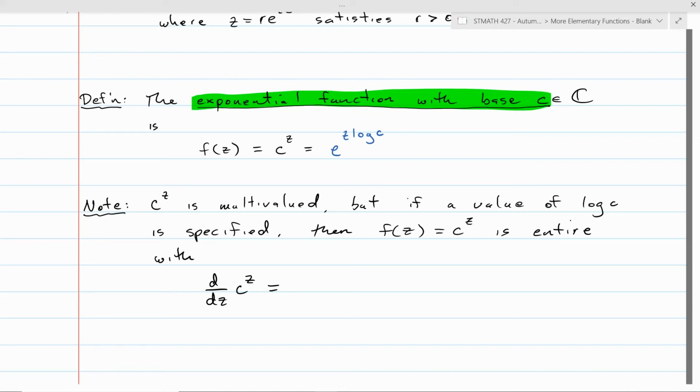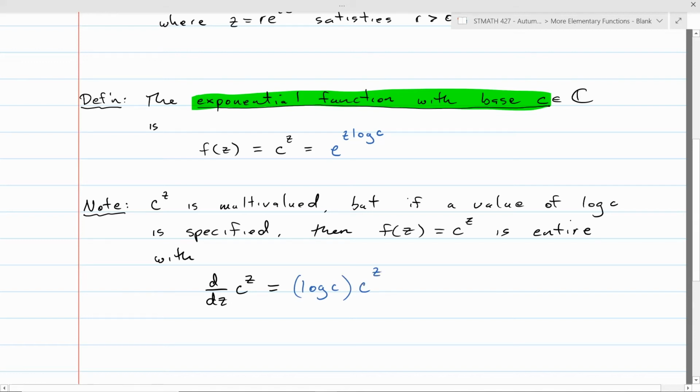And it'll end up being entire because e to the z is differentiable everywhere. So your function c to the z will be entire after you pick a specific value of the logarithm, and you get the derivative formula is this. You get log c times c to the z is your derivative.